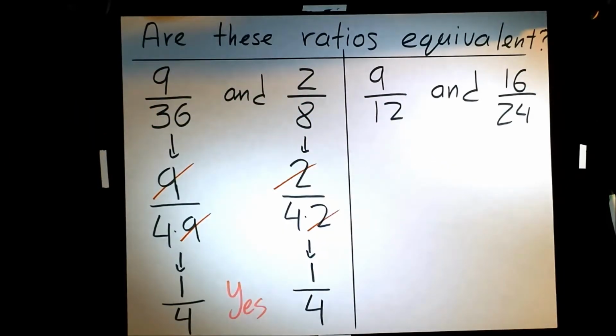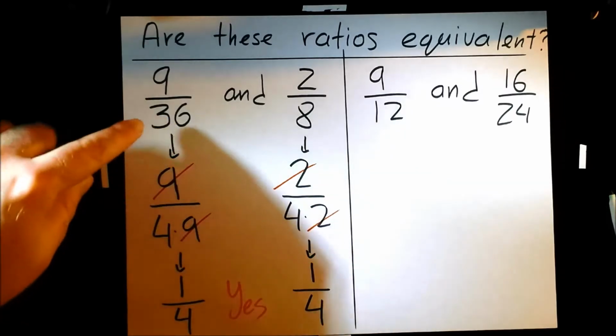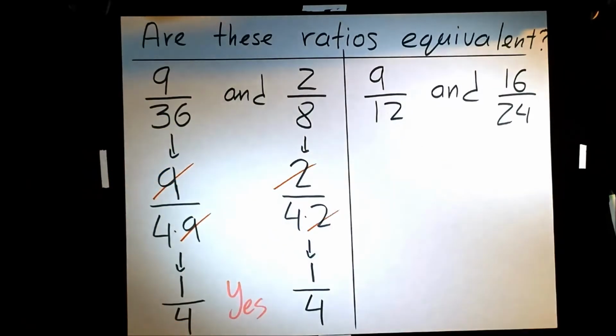the same ratio. You have 4 times on the bottom as you have on the top. They just look a little different. So that's how you can figure out if two ratios are equivalent or not. Simplify them to their simplest form, then compare them. Let's take a look on the right side.